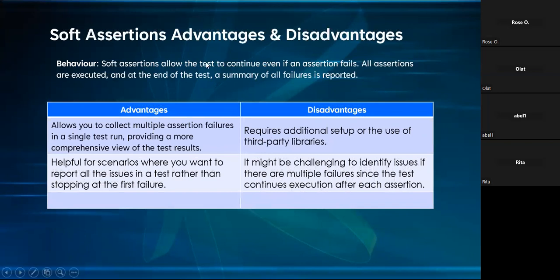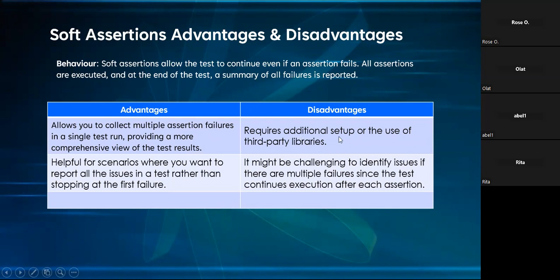Soft assertions, advantages and disadvantages. The behavior: soft assertion allows the test to continue even if an assertion fails. All assertions are executed, and at the end of the test, a summary of all failures is reported. Advantage: it allows you to collect multiple assertion failures in a single test run, providing a more comprehensive view of the test result. If you really want to get the code, it is an advanced code that you use to get all the test results in one single result.